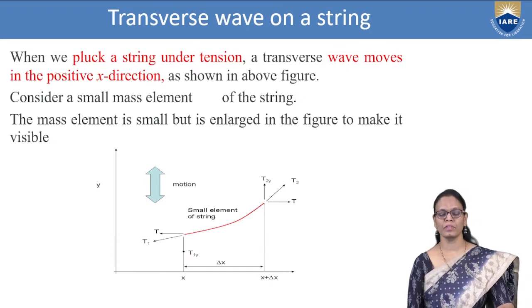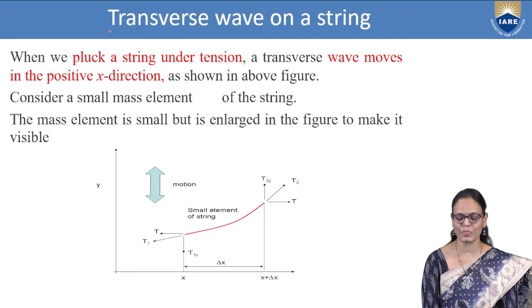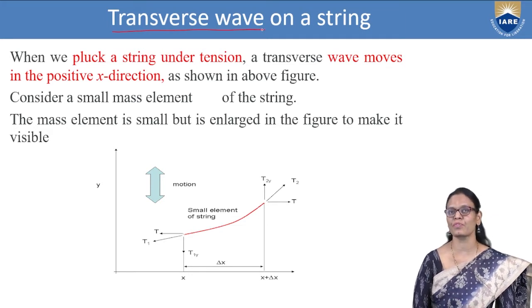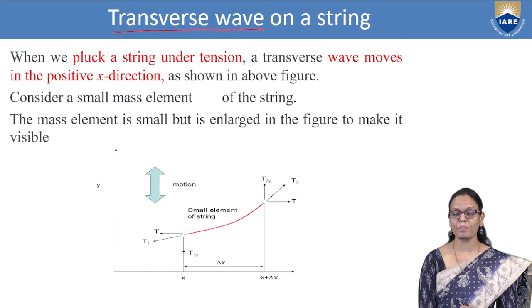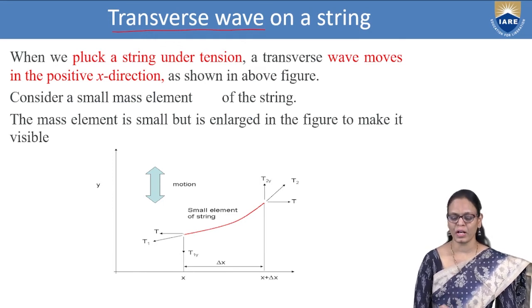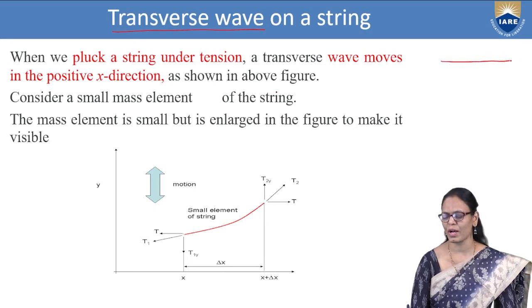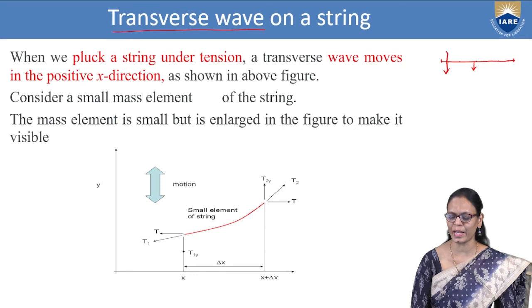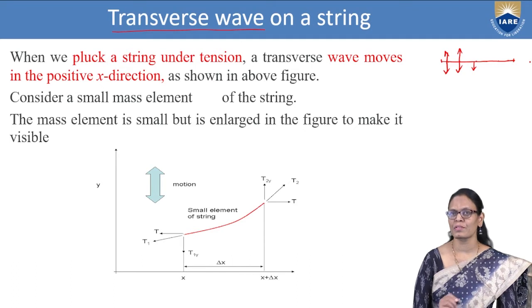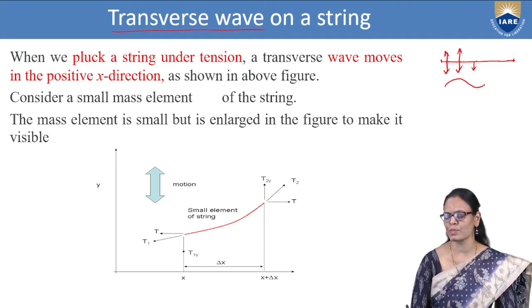Now let us derive the expression for a transverse wave on a string. When we pluck a string under tension, a transverse wave moves in the positive direction as shown in the figure. We have already discussed what a transverse wave is. Suppose you have a string here and you pluck it and leave it, all the particles of the string will vibrate perpendicular to the direction of motion of the wave. So you will have a wave moving in the forward, positive direction.